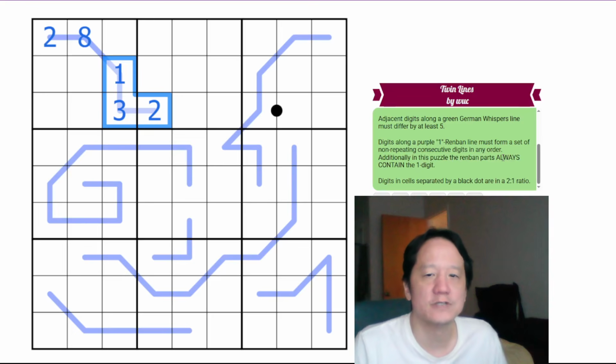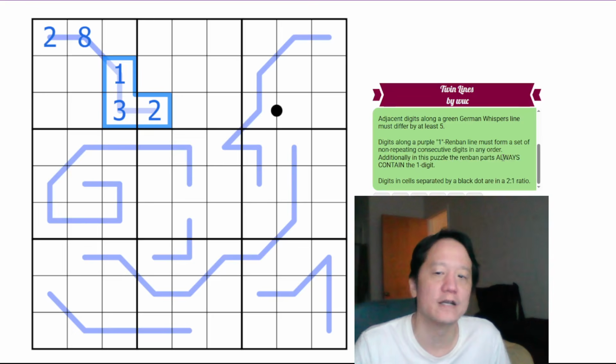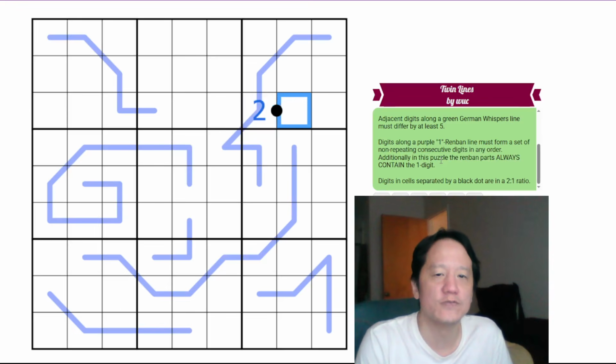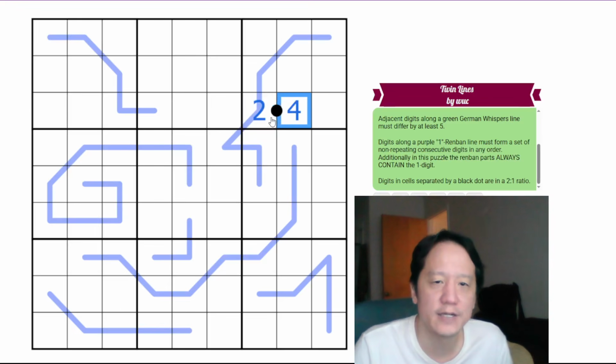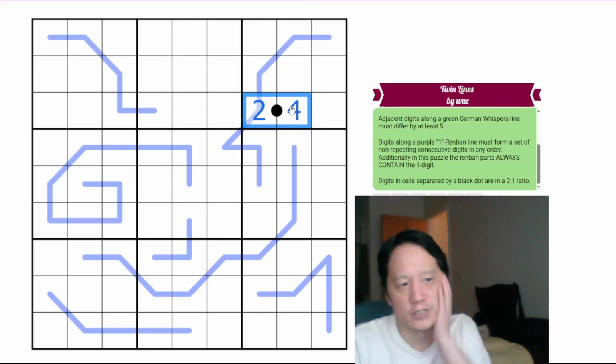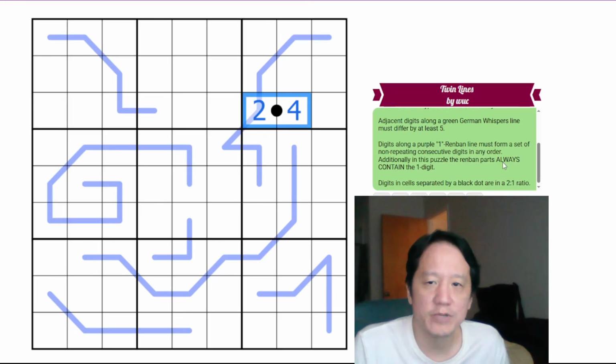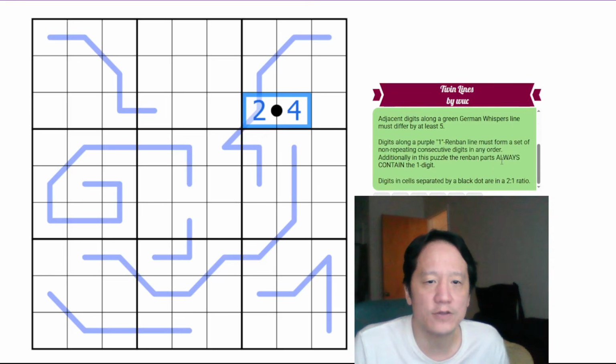Digits in cells separated by a black dot are in a 2-to-1 ratio. So, for example, if this were, say, a 2 here, this would have to be 1 or 4 to maintain the 1-to-2 ratio that is between them, because there's a black dot there. And those are all the rules. If you'd like to play along, there's going to be a link in the description. And now, I'm going to get started.